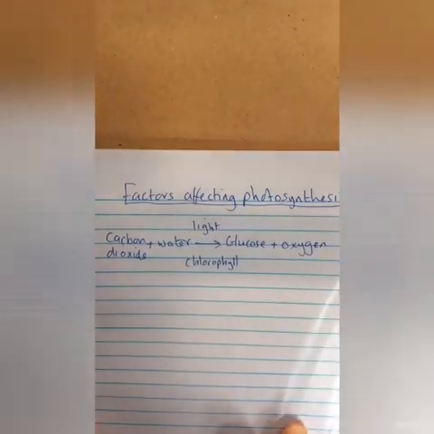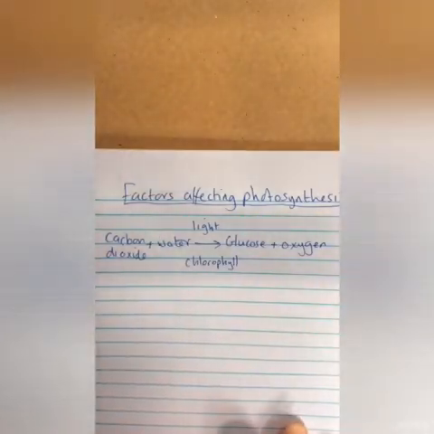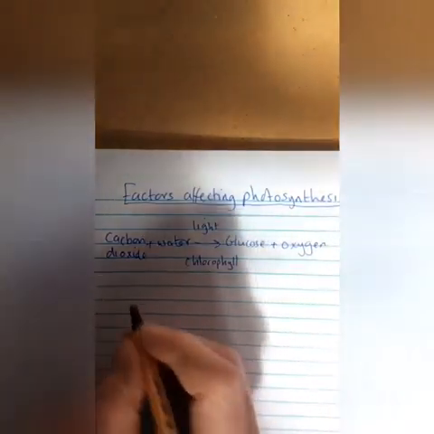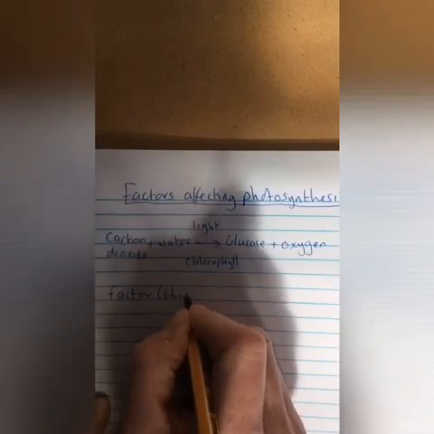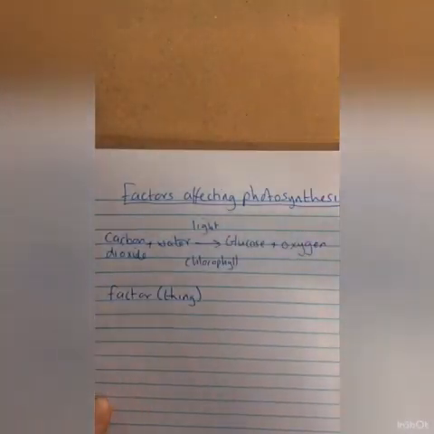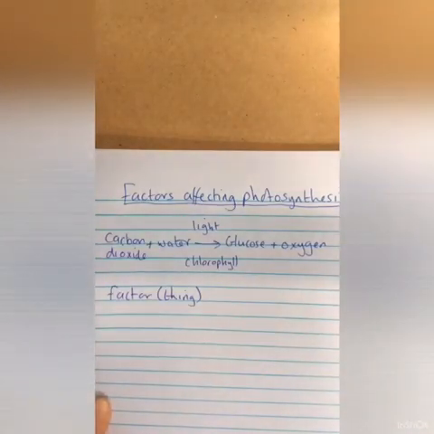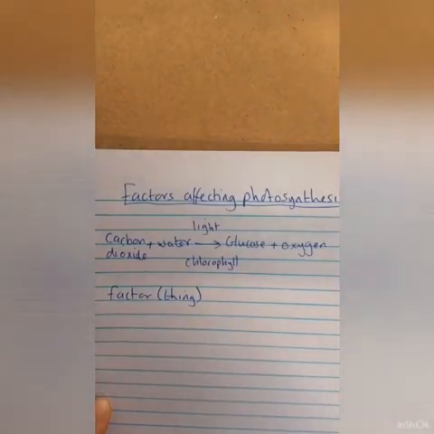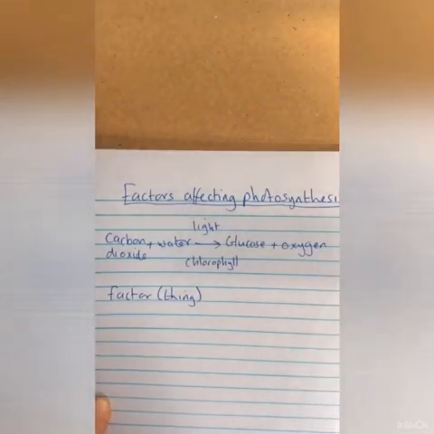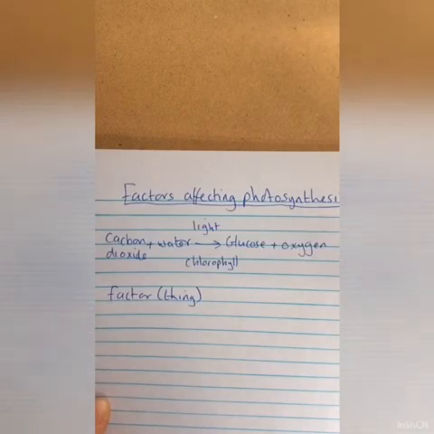What we're going to talk about today is what factors affect photosynthesis. Now, a factor is basically a thing. So what we're talking about is what things affect photosynthesis, and what we care about is something called the rate of photosynthesis. Now, rate basically means how fast something happens. So we're talking about what things affect how fast photosynthesis happens, or what factors affect the rate of photosynthesis.